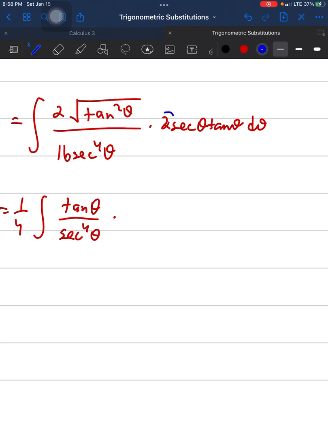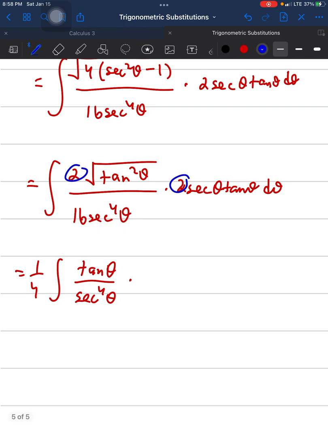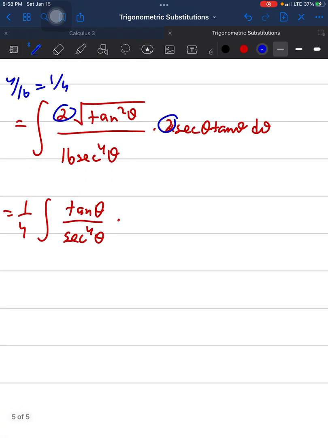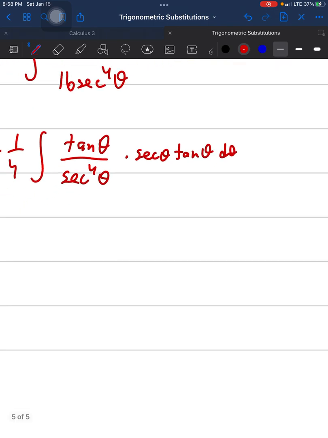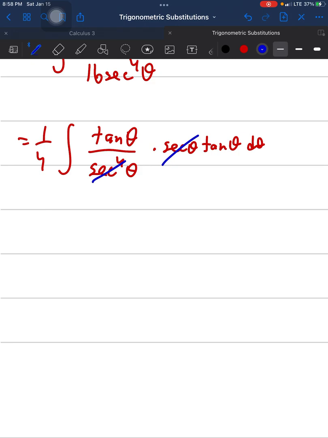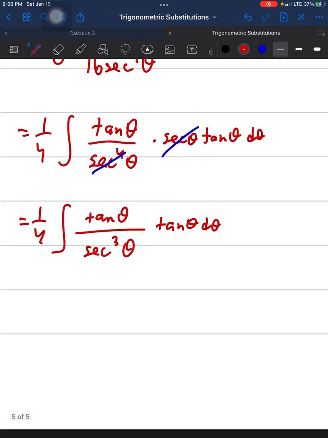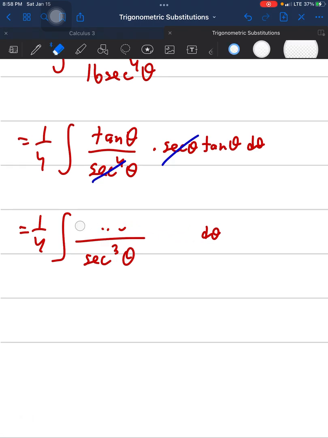Also, I forgot to pull out this 2 as well. So we're going to be pulling out these 2s, which gives us basically 4 over 16, which is just 1/4. We're left with secant theta, tan theta, d theta. We can cancel the secant theta with one of these secant thetas, and we get 1/4 over tangent theta over secant cubed theta, and the other tangent theta that is left. And we can just put these two tangent thetas together as tangent squared theta. So this is what we end up with so far.